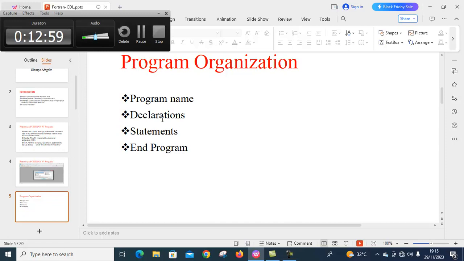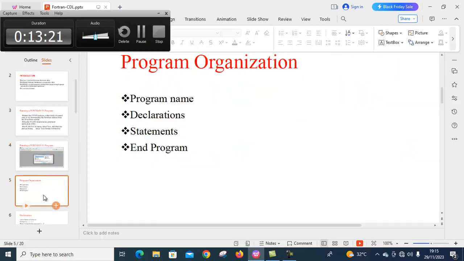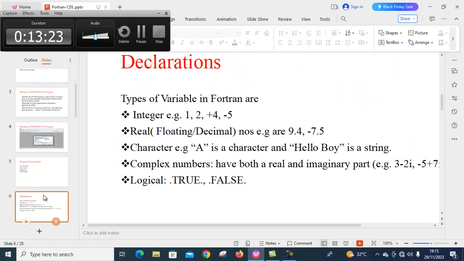Then the next one is the end program. Surely anything that has a beginning must have what? An end. You must be able to end your program with the same name as the program name. Good.